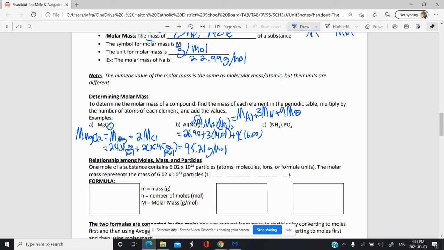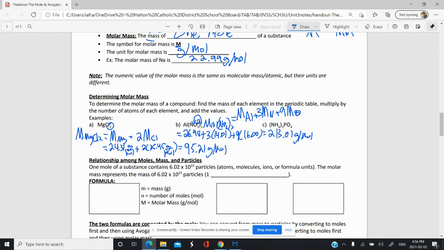And they're all going to have essentially 2 decimal places. So we're going to end up with 2 decimal places at the end there. So 26.98 plus 3 times 14.01 plus 9 times 16. And we get that the molar mass is 213.01 grams per mole. 213.01 grams per mole for the molar mass of aluminum nitrate.